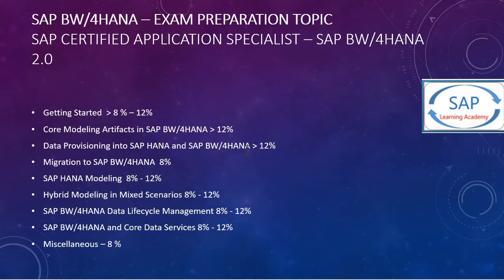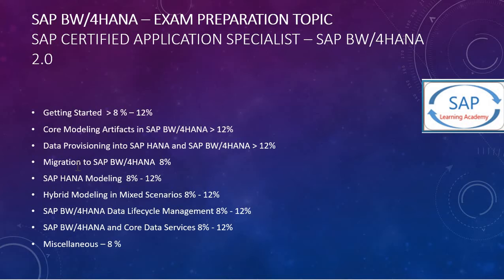And next is the data provisioning into SAP HANA and SAP BW4HANA. And very importantly, you have to know about all the data provisioning methods like SDI, SDA or SLT or even the ODQ. Those are the different types of data provisioning methods that are used in SAP BW4HANA.